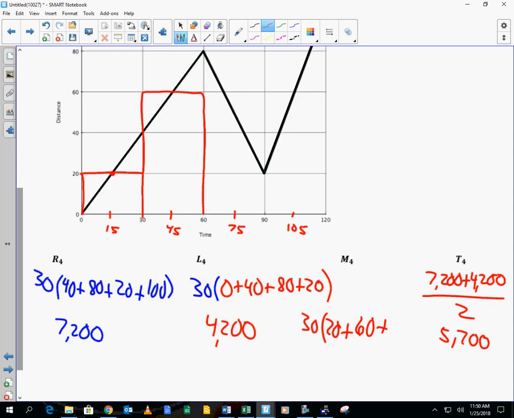And then at 75, it looks like I have a height of, yeah, I'm going to say 50 there. And then at 105, it looks like I have a height of 60. And so I get 80. So 190 times 30 is 5,700. And so it does work out.